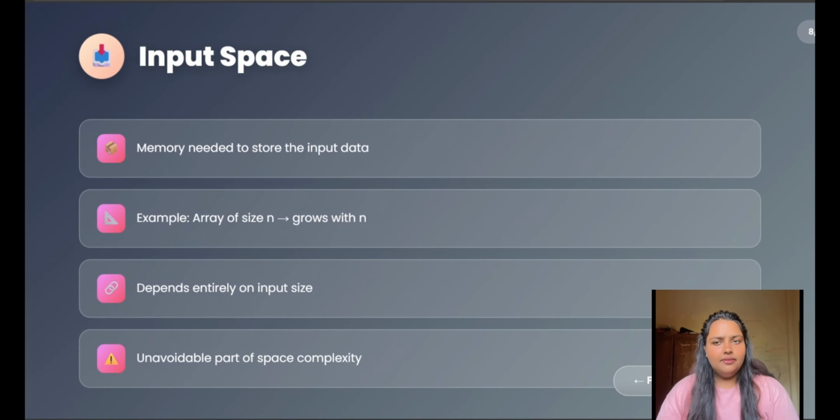Input space refers to the memory required to store the input given to the algorithm. For example, if the input is an array of size n, then the memory required to store that array grows with n. This part of memory usage depends entirely on the input size and is an unavoidable part of space complexity.